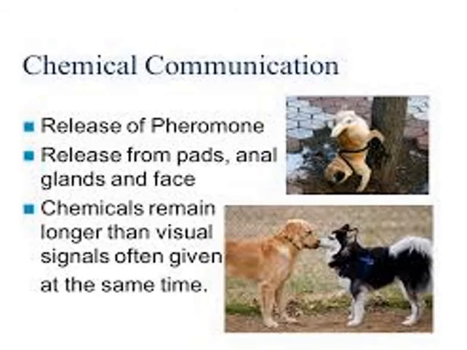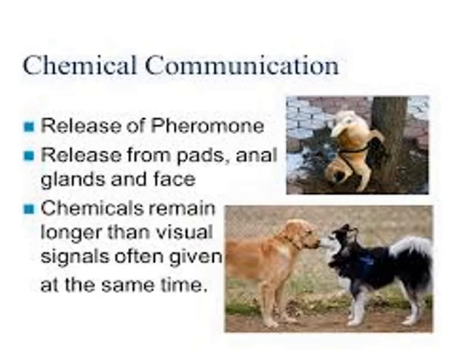Chemical communication: release of pheromones from pads, anal glands, and face. These pheromone chemicals are secreted on the surface of anything, like a tree surface. Here you see a dog lifting its leg to urinate, and the urine contains hormones which warn other animals that it is its territory, and attract the female dogs to come and mate with him for fertilization or reproduction purposes.